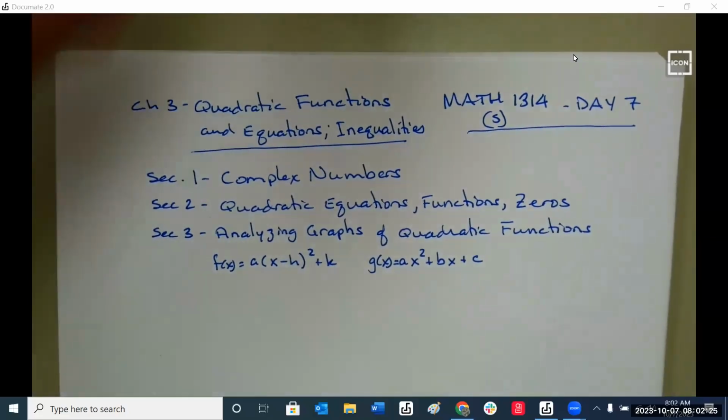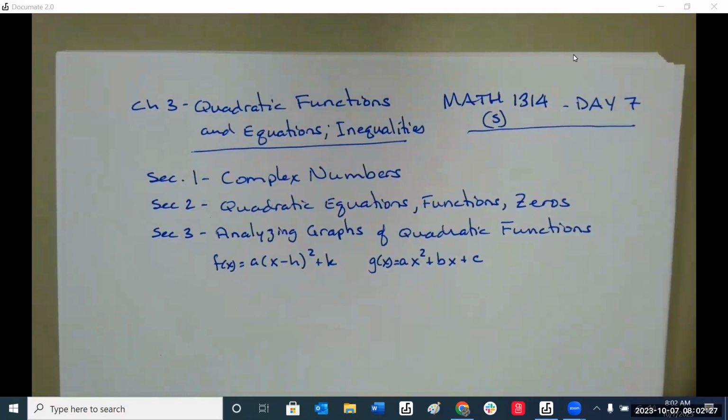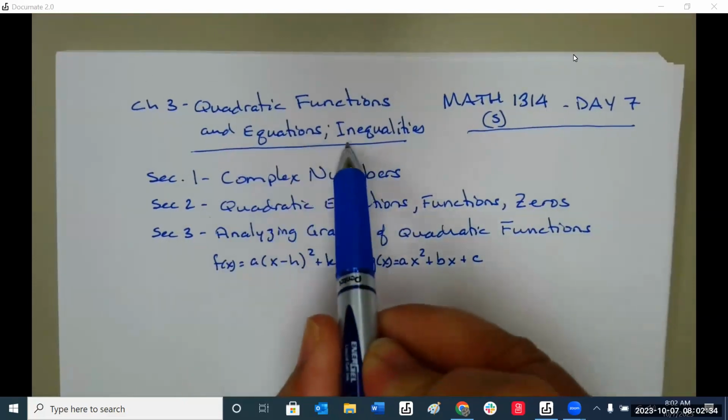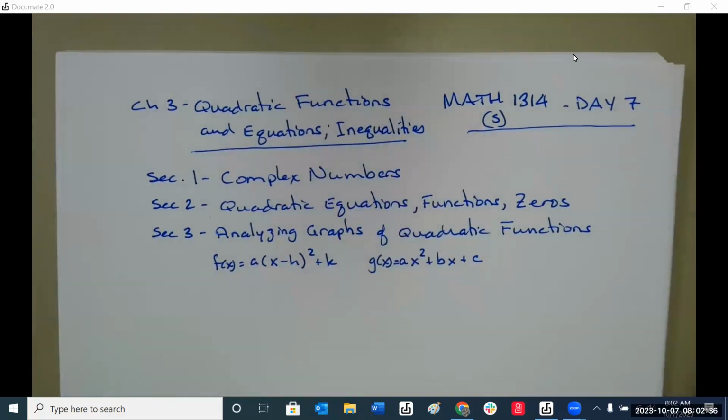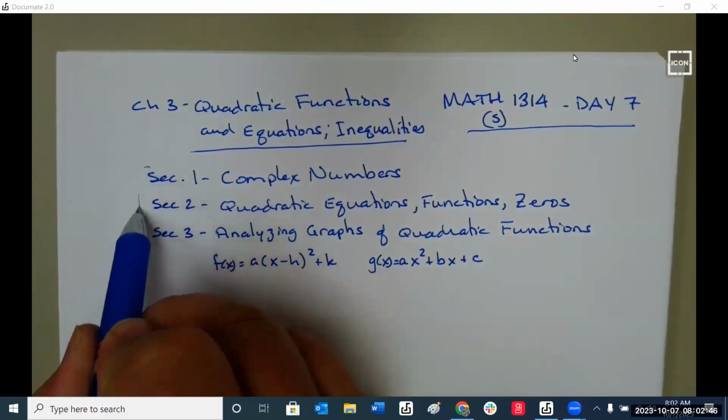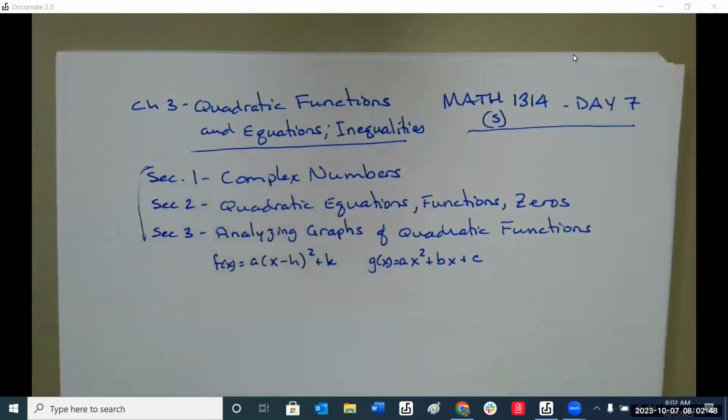Good morning, everybody. All right, today we're going to start chapter 3. Chapter 3 deals with quadratic functions and equations. And we're also going to look at inequalities. We looked at it last in chapter 1 and a little bit in chapter 2, but we're going to look at inequalities and solving equations of inequalities. Today, I hope to cover these three topics, the first three sections of the chapter.